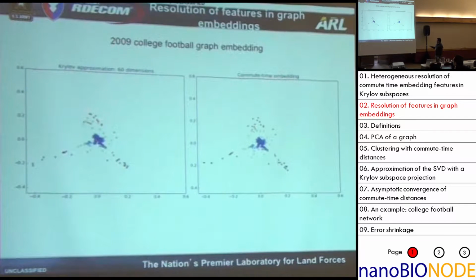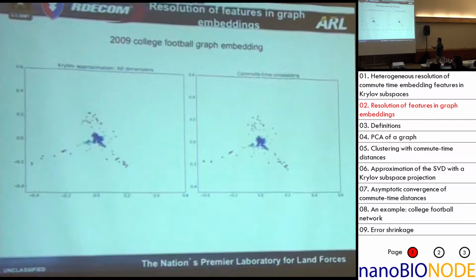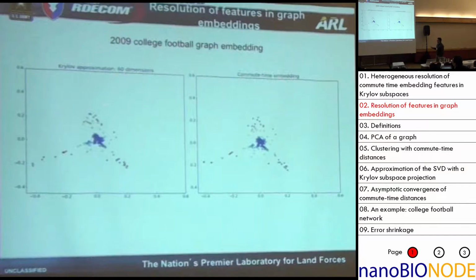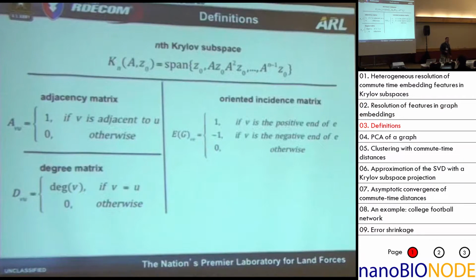We've got a little difference between our approximation and our actual commute time embedding here and here, but for the most part, the long distances are preserved. All the red vertices are pushed out towards the outside, and all the blue ones are pushed in towards the inside. All right, so now we have a qualitative feel for what heterogeneous resolution looks like. Let's throw up a couple of definitions of the matrices we're going to work with.